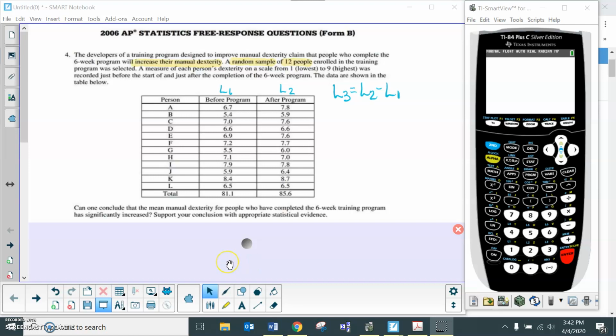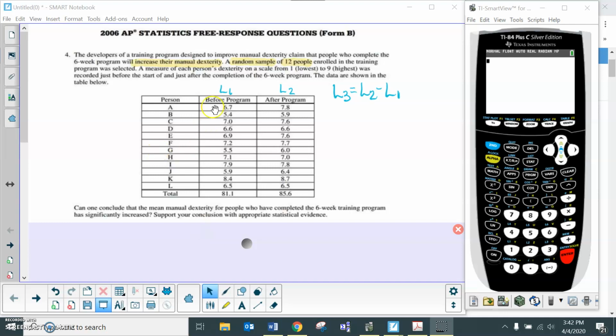All right, so here we are. We're going to do matched pairs, excuse me. This is 2006 Form B. It is one of the FRQs that I asked you to do earlier. You can read it. They talk about a 6-week program to increase manual dexterity for people who complete the program.